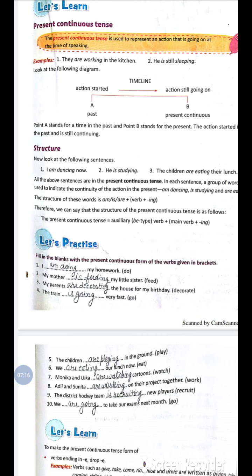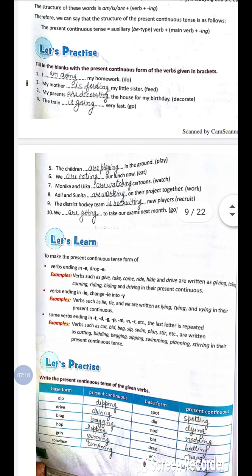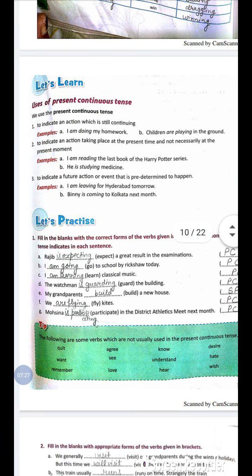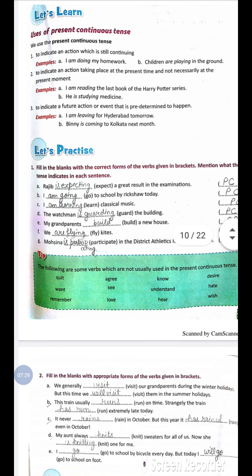Next thing is, in this tense, uses of present continuous tense. We use the present continuous tense to indicate an action which is still continuing. I am doing my homework. Children are playing in the ground.